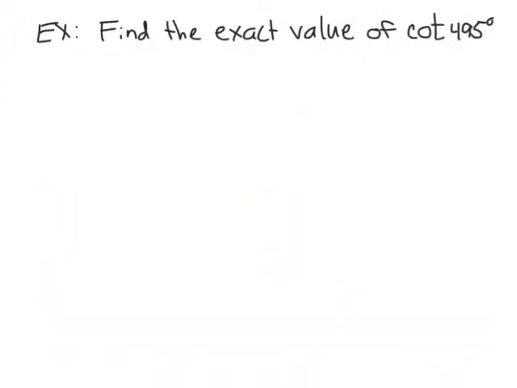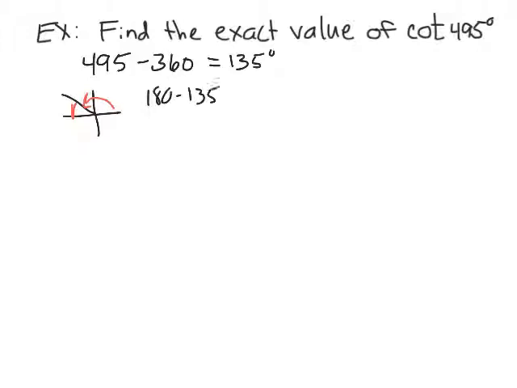So let's try another example for your notes. We want to find the exact value of the cotangent of 495. The first thing we need to do is figure out the reference angle. To do that, I want to find out the angle that 495 is coterminal with. 495 minus 360 ends up being 135 degrees. Now I want the reference angle for 135 degrees. 135 is in the second quadrant, so it's 180 minus 135, and my reference angle is going to be 45 degrees.